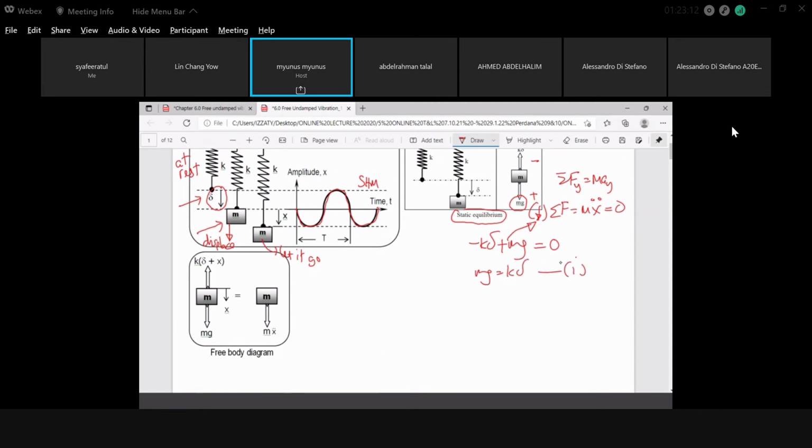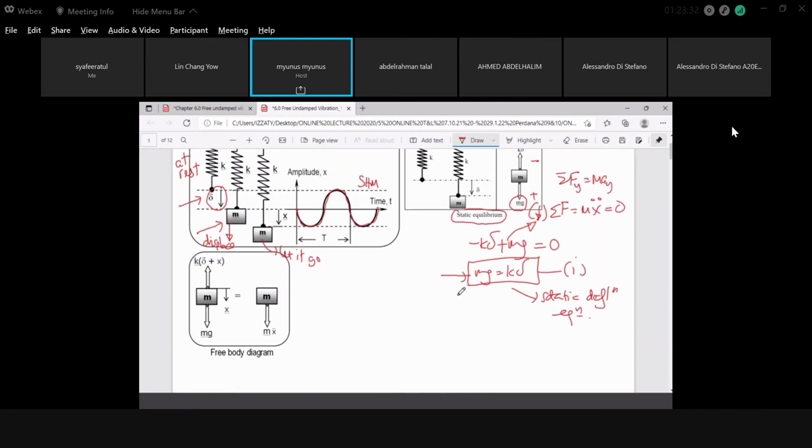And call this one the static deflection equation. Okay, static deflection equation, this one. And very important, this one. How it is important, well, I will tell you later, not now at the moment.